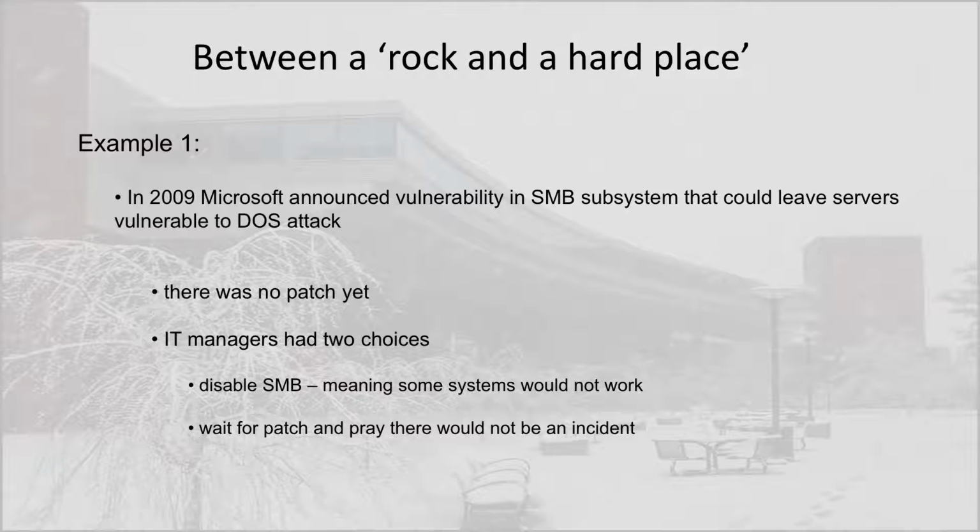Example number 1. In 2009, Microsoft announced vulnerability in server-based message subsystems that could leave servers vulnerable to denial-of-service attacks. There was no patch yet. IT managers had two choices. They could either disable SMB, meaning some systems would not work, or they could wait for a patch and pray that there would not be an incident. There was no easy solution. A few months later, a patch was developed and released.